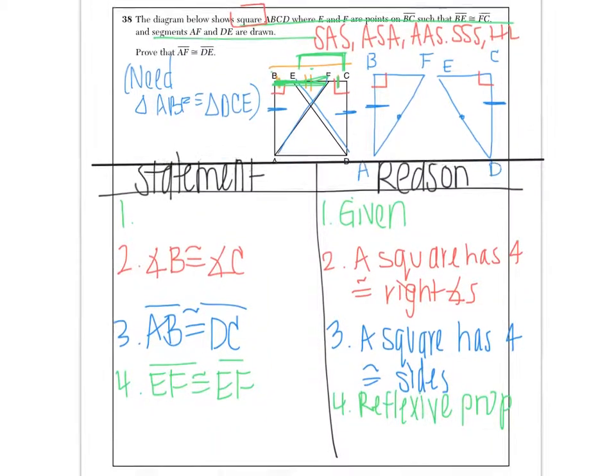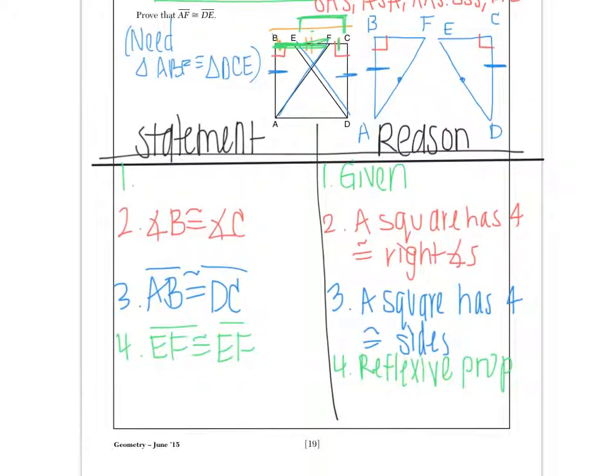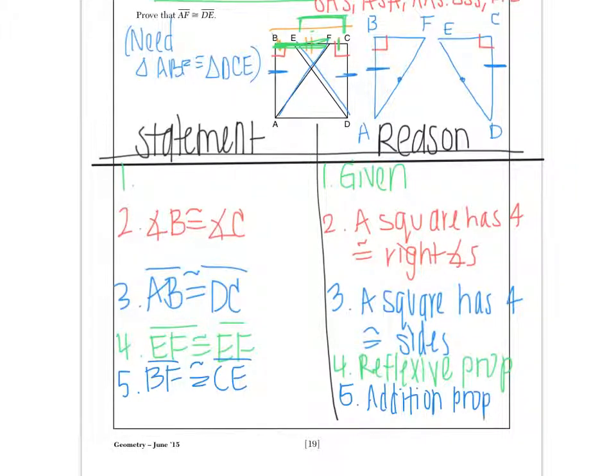So if I move this up just a little bit. If EF is congruent to EF, that would allow me to state that BF is congruent to CE. And this is because of the addition property. I'm taking a part plus another part and getting a whole. Part plus part gives you whole is addition, you're adding. Which means that I can mark this up now.